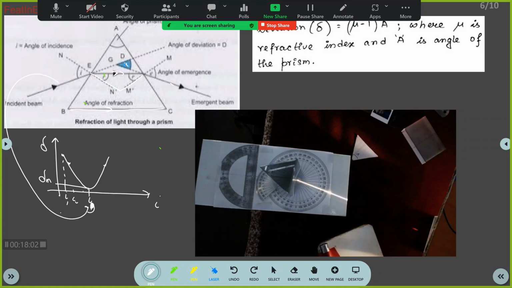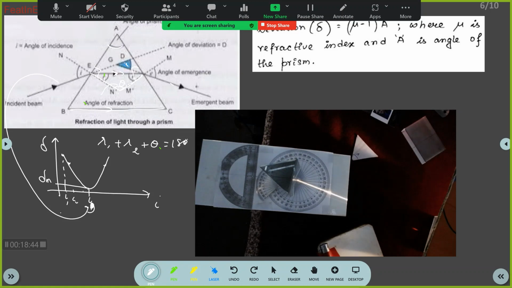Now, what is this angle? It is 90 because this is the normal. So A plus this angle, call it theta, is 90 degrees. A plus theta will be 90 degrees. And now R1 plus R2 plus theta is equal to 180 degrees.